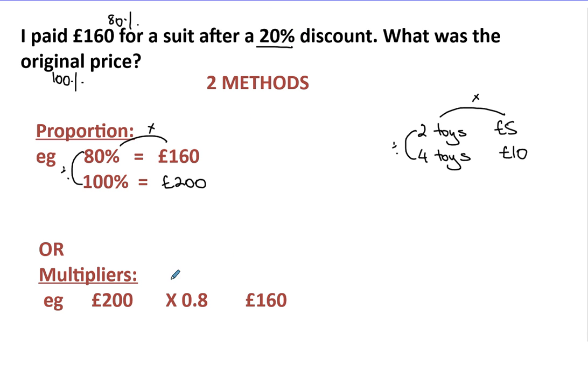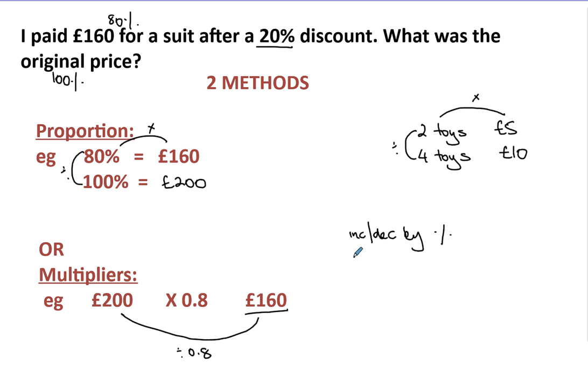The multiplier way, you started with that 160, so you know the original price has been multiplied by 0.8 to get 160. So the other way, you'd be dividing it by 0.8. So you go 160 divided by 0.8 and you get 200. I only use multipliers when they ask me to increase or decrease a number by a percentage.